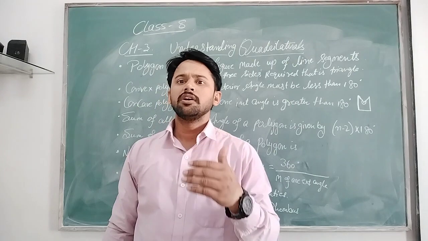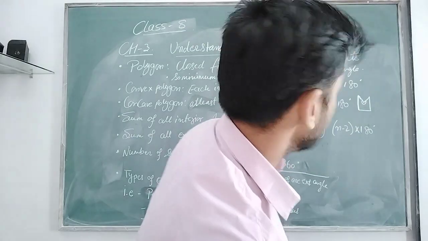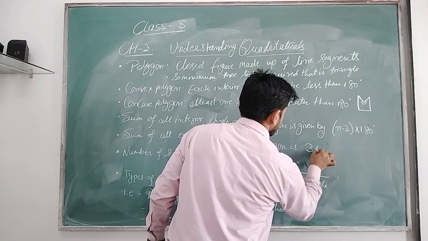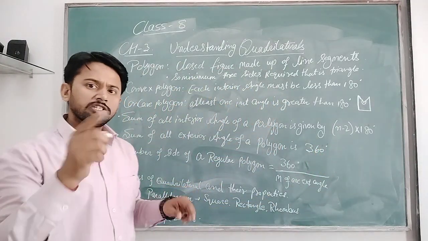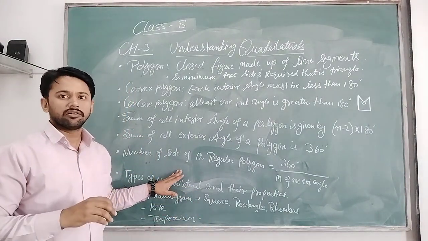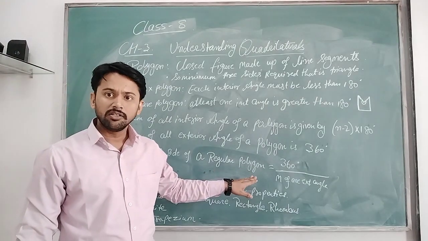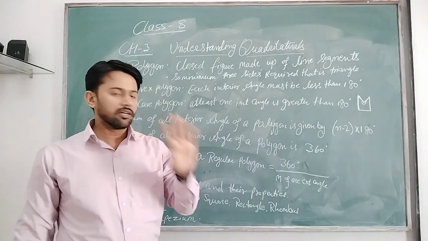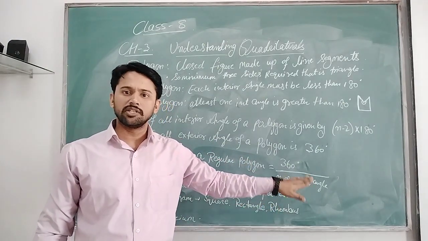Now talking further, the sum of all exterior angles of a polygon is 360 degrees. That is written here also. The sum of all exterior angles of a polygon of any sides is 360 degrees. Okay, so by using this property, you can say that the number of sides also can be calculated. How? The number of sides of a regular polygon can be given by 360 degrees upon the measure of one exterior angle. M for the measure of one exterior angle.